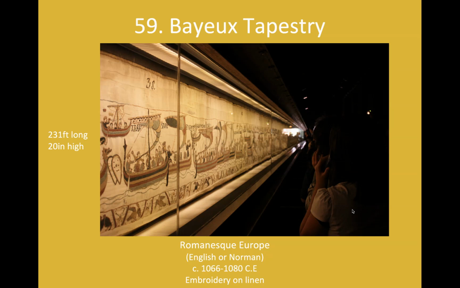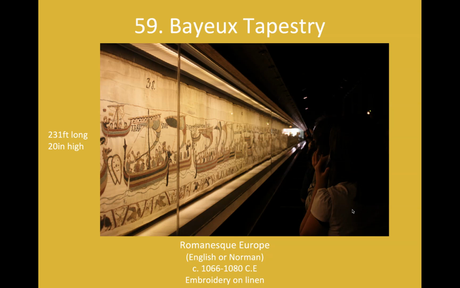Okay. This is not really a tapestry because the whole white cloth was woven, and then the images were embroidered on top of the fabric. So it's really an embroidery, not a tapestry, but it's been called the Bayeux tapestry for so long that that's just what people call it now. Okay, but it's embroidery on linen. And this is really important. Romanesque Europe, English or Norman, and we're going to talk about that in a second, what that means.